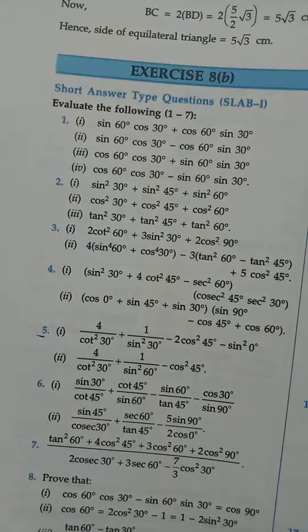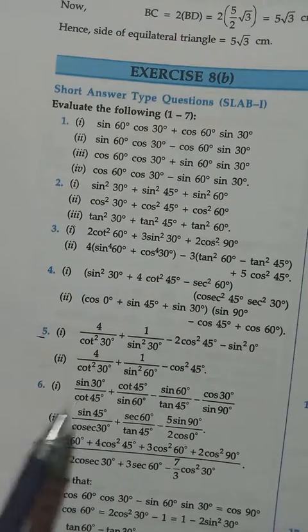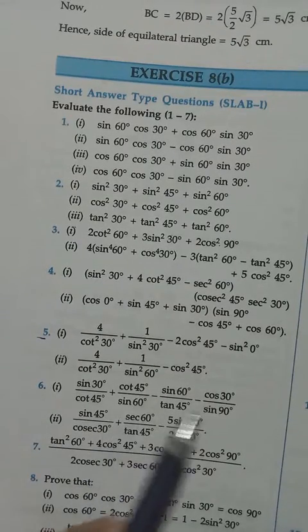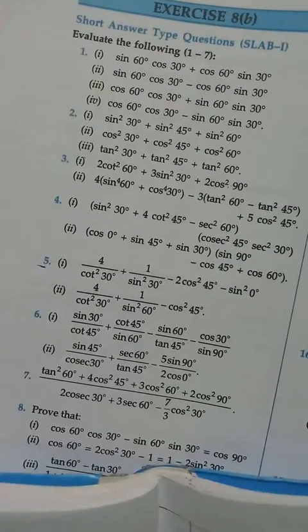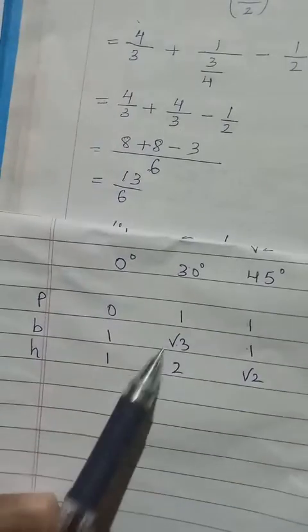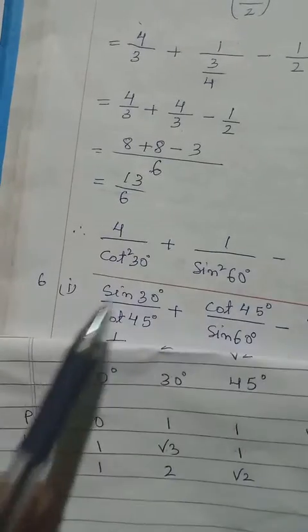Let us continue with exercise 8B, trigonometric ratios, question number 6. We have to evaluate the value of all these. So we'll start. We have sin 30. The value of sin 30 will be p by h, 1 by 2.